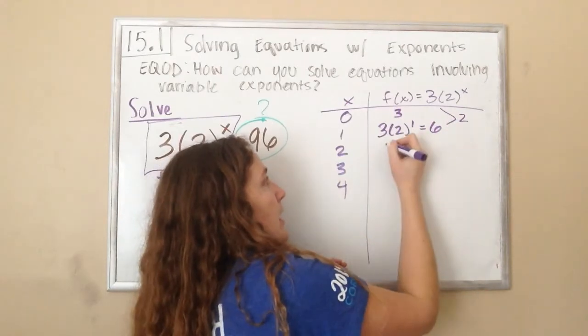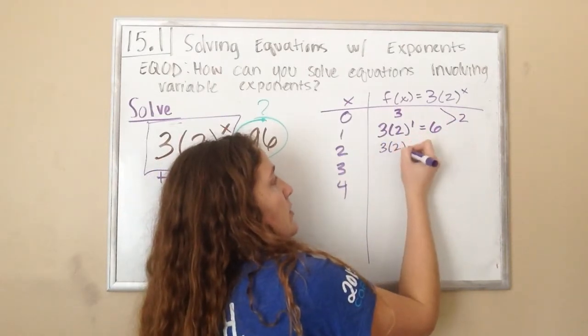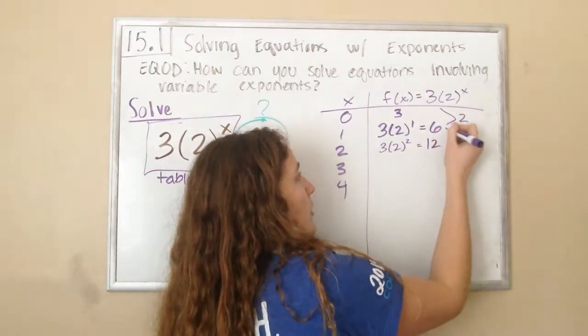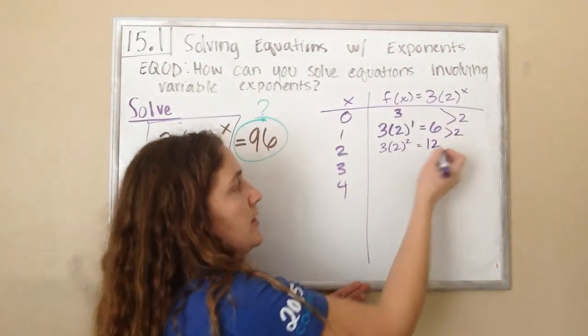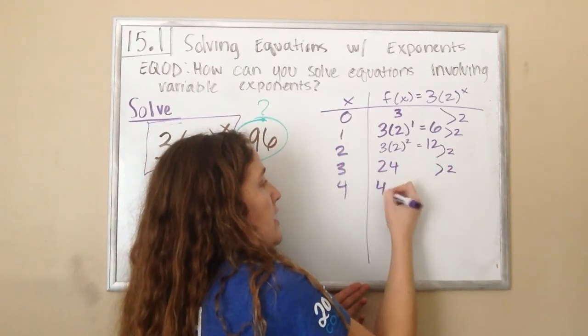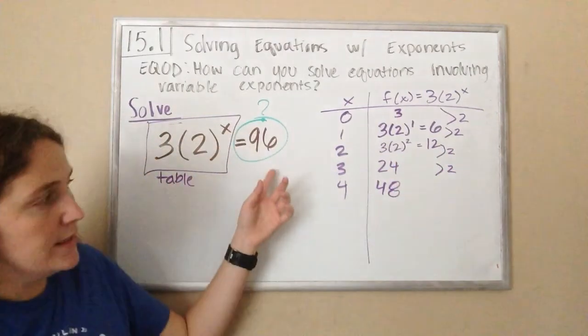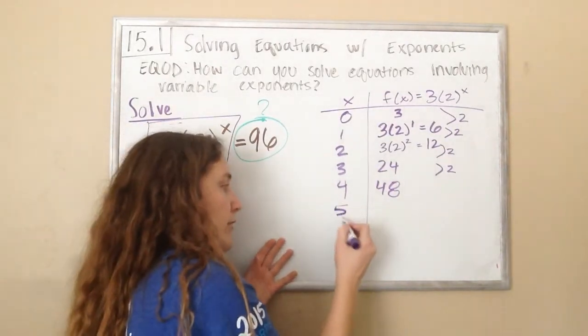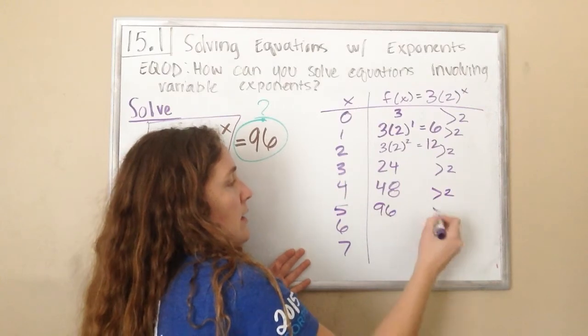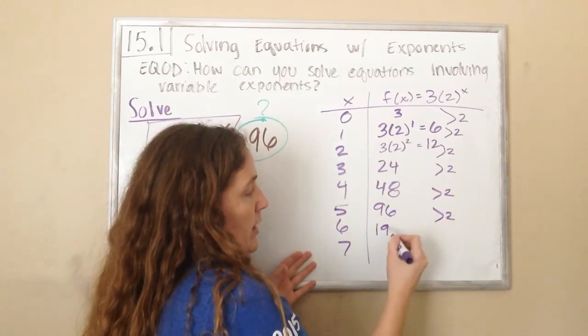So the next one I'm going to get 3 times 2 squared. 2 squared is 4. 4 times 3 is 12. Notice also multiplied by 2. So let's just keep multiplying by 2. 24 times 2, 48. We're not quite to this 96 yet, so let's keep going. 5, 6, 7, multiplied by 2, 96. Multiplied by 2, 192.